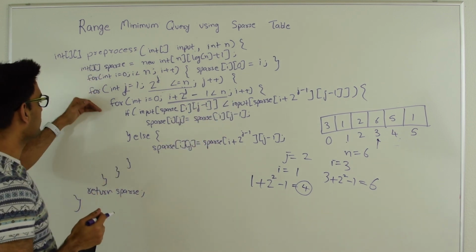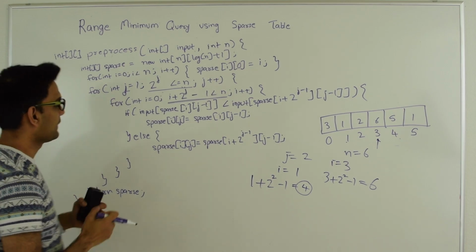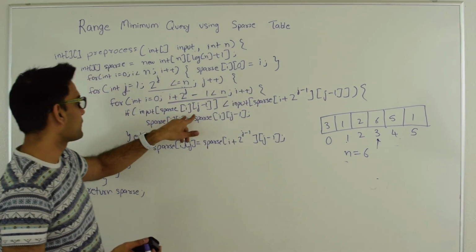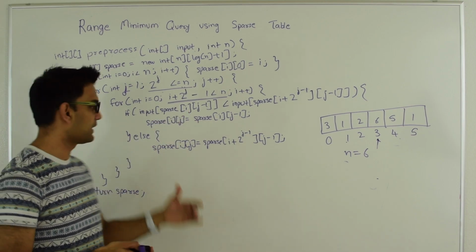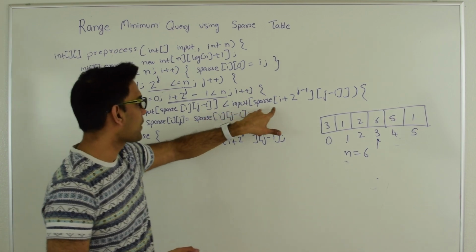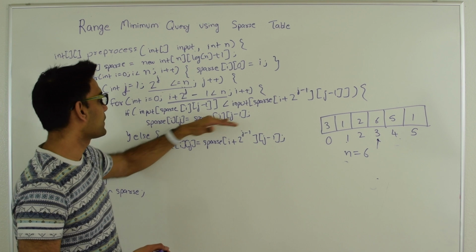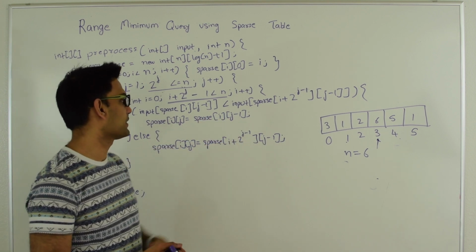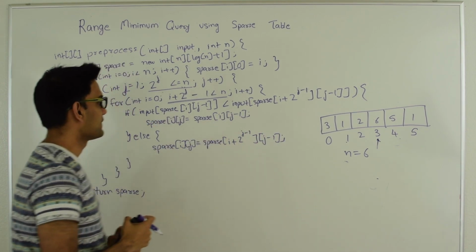So now if this condition is true, then we go into this if condition, and then we do what we discussed before. Since in the sparse matrix we are storing the index, we check if input of sparse i j minus 1 is less than input of sparse i plus 2 raised to j minus 1, j minus 1, then sparse ij becomes sparse of i j minus 1, or else sparse of ij becomes sparse of i plus 2 raised to j minus 1, j minus 1. So whichever of the two is less, sparse ij becomes that value.